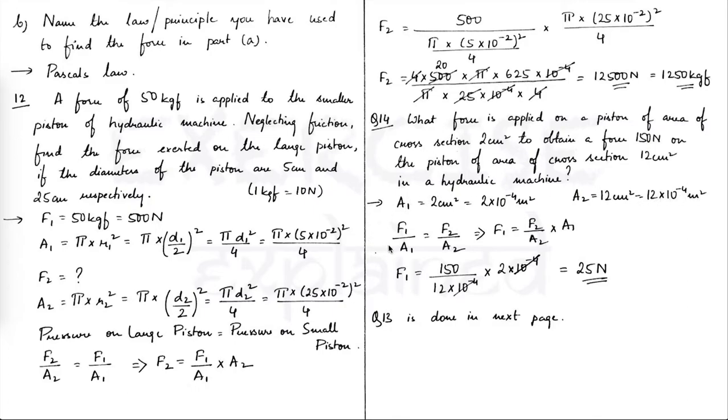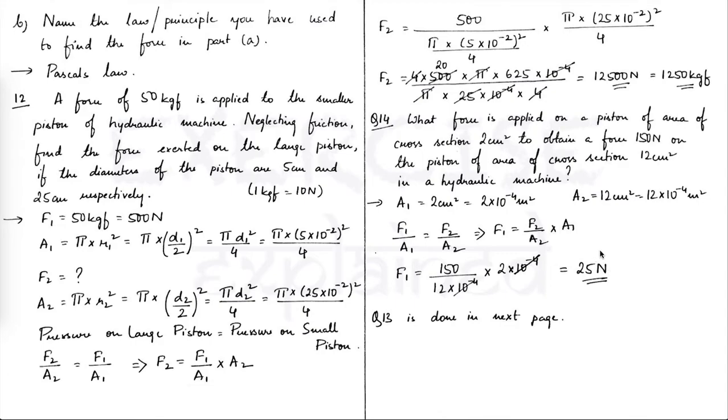Now the same formula as we have been using from almost all the sums of this exercise, that is F1 by A1 is equal to F2 by A2. F1 we need to find out, that is force on the smaller piston we need to find out. A1 goes to the other side, we get F2 by A2 into A1. Now we just need to substitute the values. F2 is 150 newtons as it is given here, divided by A2 is 12 into 10 to the power of minus 4 into A1 is 2 into 10 to the power of minus 4. 10 to the power of minus 4, 10 to the power of minus 4 cancels. And after solving this, we get it as 25 Newton.